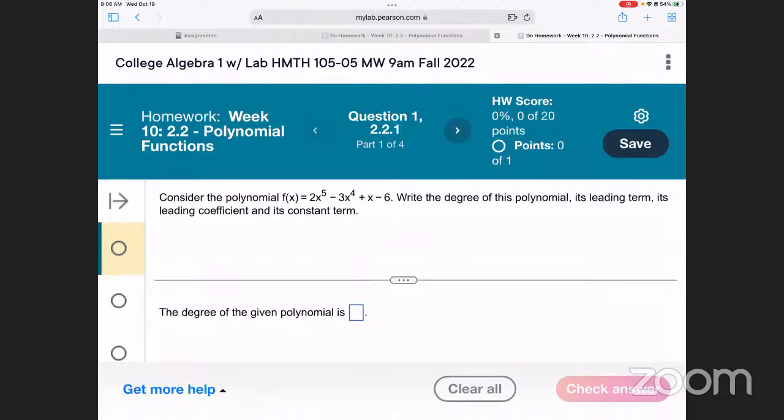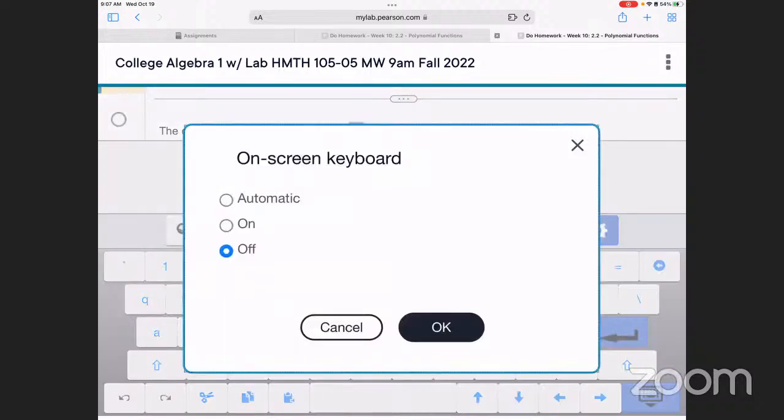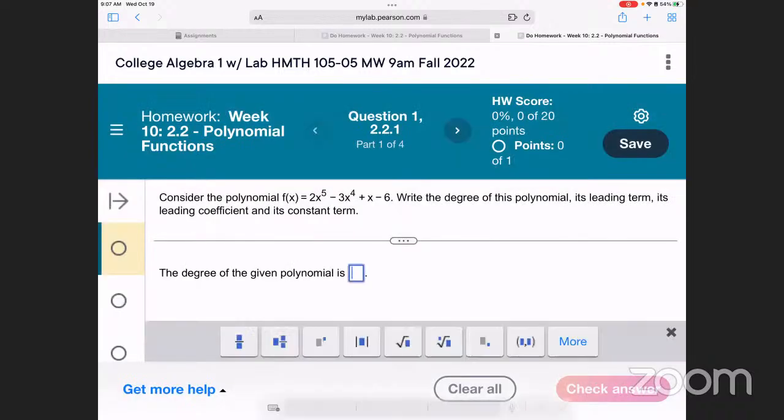Okay. So this question comes from section 2.2, question number 1 from the back of the text. It says, consider this polynomial, write the degree of this polynomial, its leading term, its leading coefficient, and its constant term. Anybody confident to tell me the degree of this polynomial? What's the highest exponent on any variable? X to the 5th power. 5, right? The degree is the highest power, so it's going to be 5.